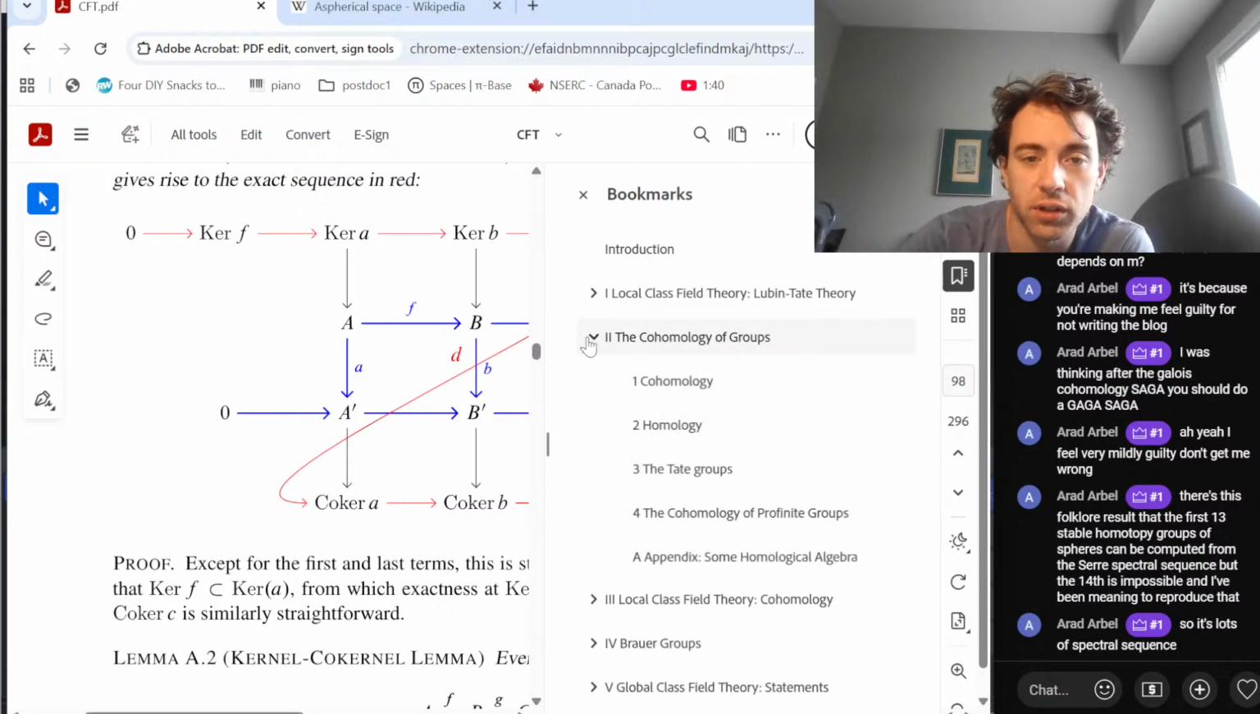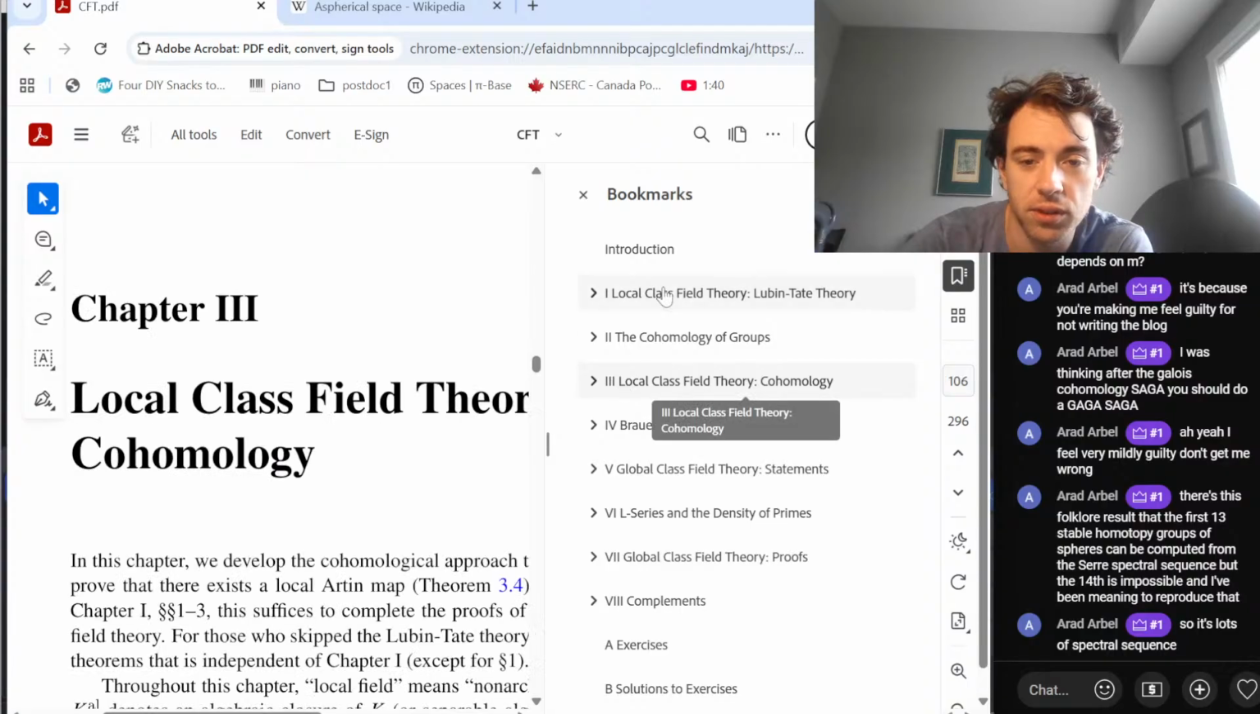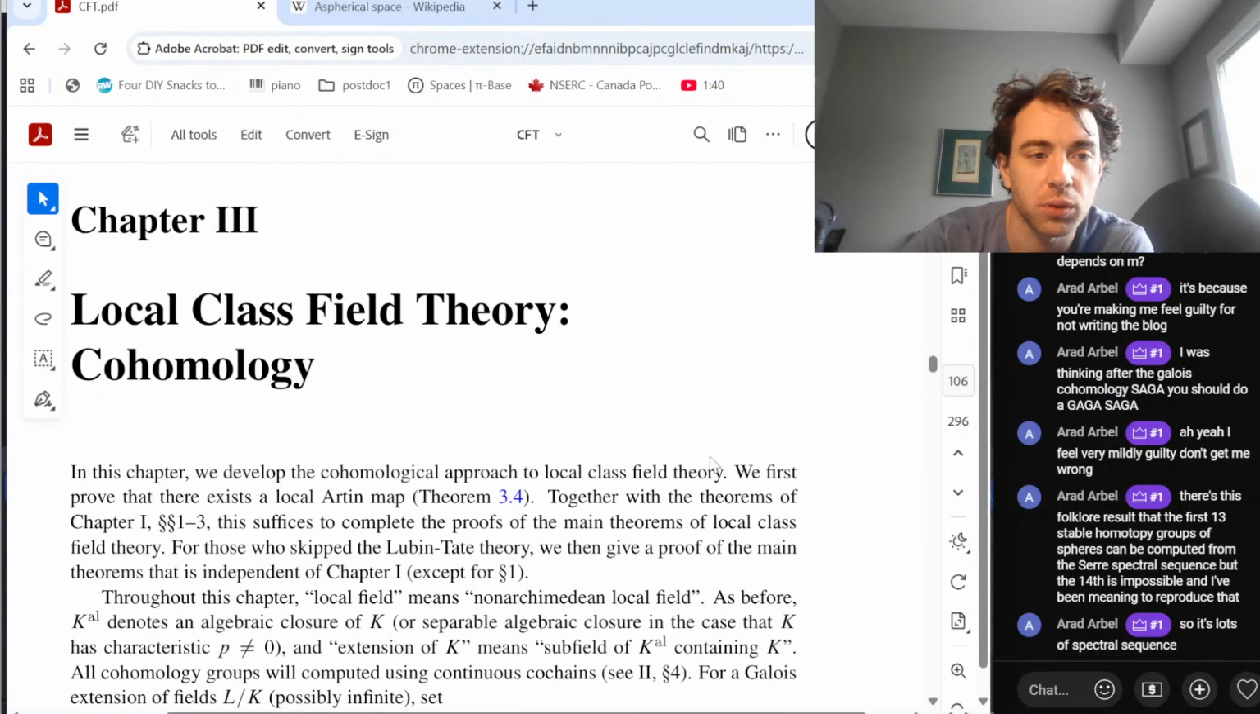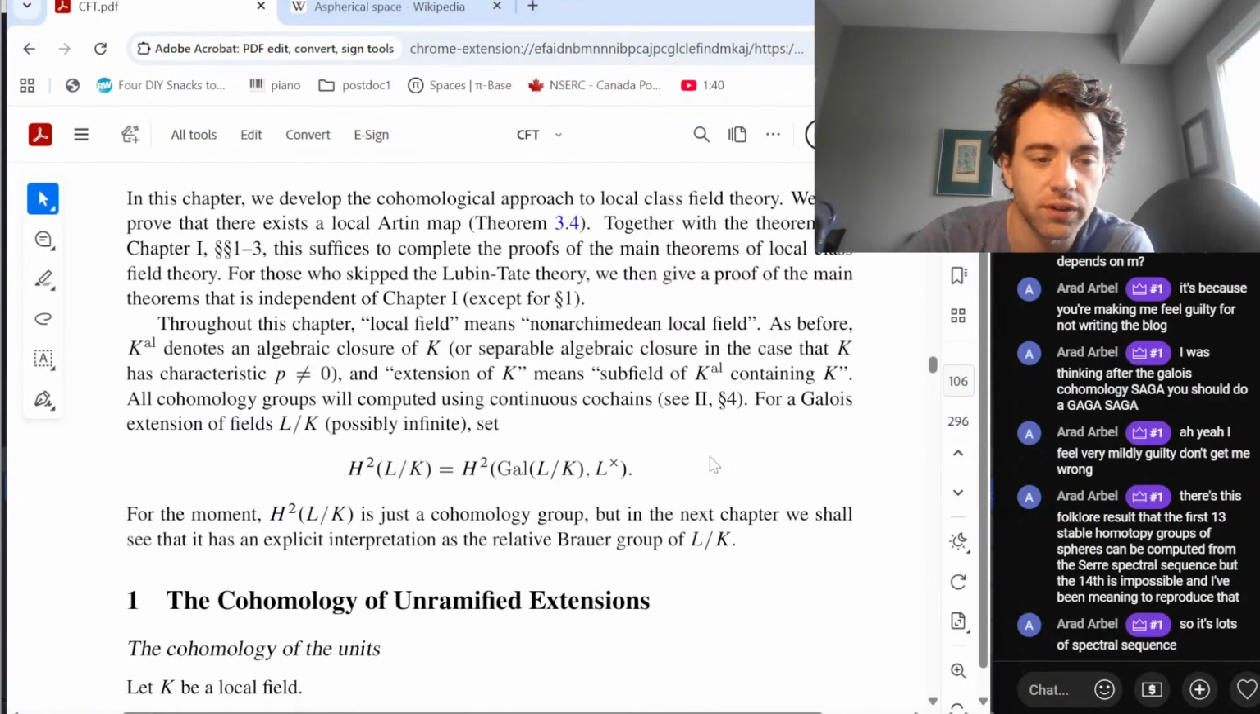So boom, we're done. We finished cohomology of groups. Now it's time to get into some number theory. So I guess tomorrow this is where we'll start, with local class field theory, cohomology of unramified extensions. So looking forward to it.